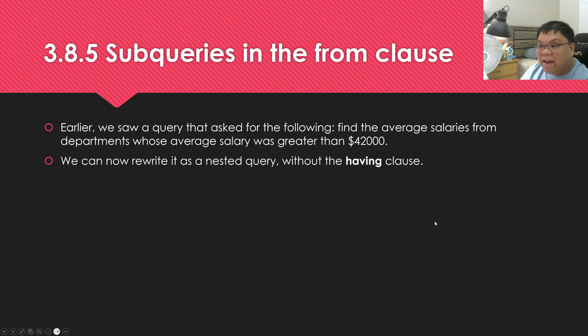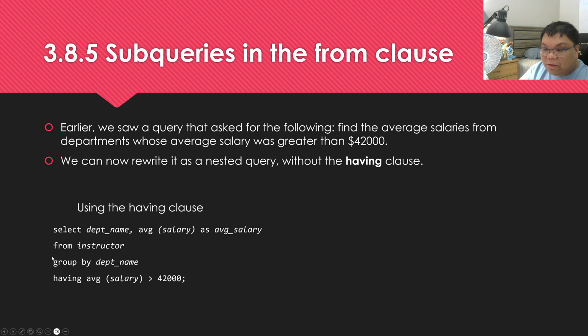Earlier, we saw a query that asked for the following. Find the average salaries from departments whose average salary was greater than $42,000. We can rewrite that using a nested query. We don't need to use the having clause. When we use the having clause, we write it like this. Select department name, average salary as average salary from instructor, grouped by department name, having average salary greater than $42,000. This is using the having clause.